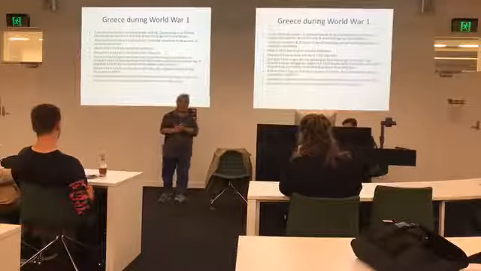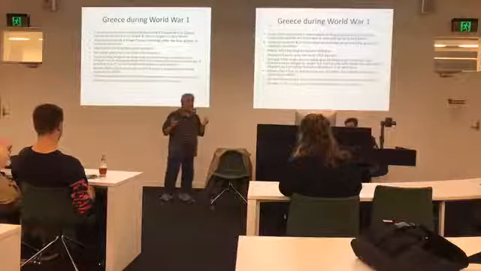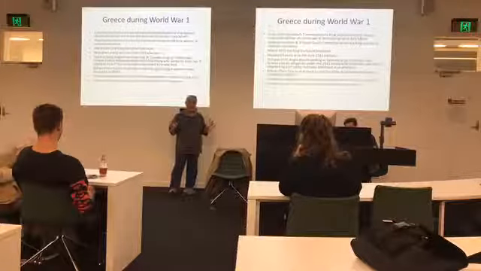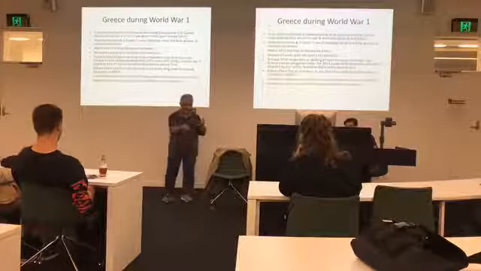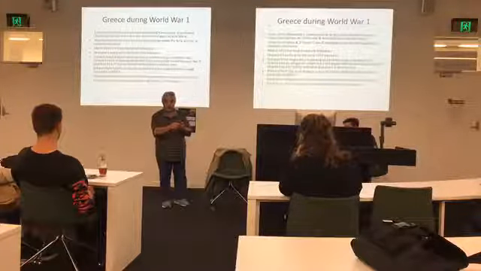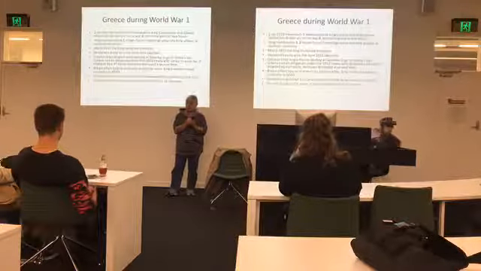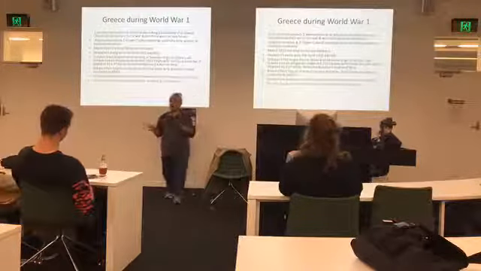So the Kaiser was Constantine's brother-in-law. And King Constantine actually believed that the Central Powers, by which I mean Germany, Austria-Hungary, Bulgaria, and of course the Ottoman Empire, would actually win the war. So he basically wanted to keep Greece out of the conflict.